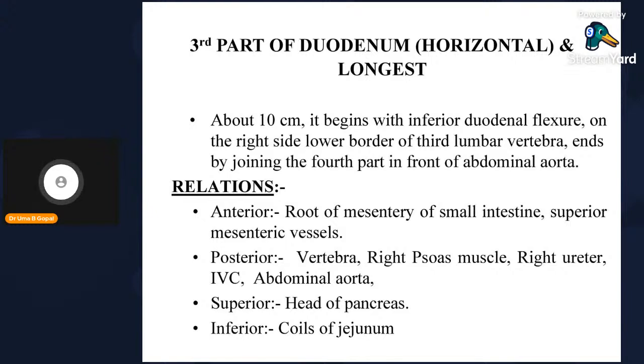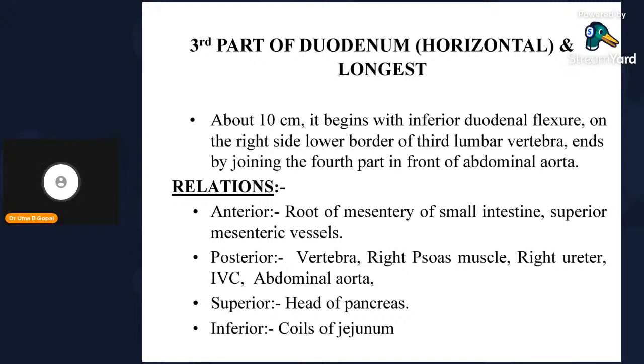The third part of the duodenum is the longest part, 4 inches in length, about 10 centimeters. It begins at the inferior duodenal flexure on the right side, at the lower part of the third lumbar vertebra. It ends by joining the fourth part in front of the abdominal aorta. Relations: anteriorly the root of mesentery of small intestine, superior mesenteric vessels. Posteriorly vertebra, right psoas muscle, right ureter, inferior vena cava, and abdominal aorta, as you can see in the figure.